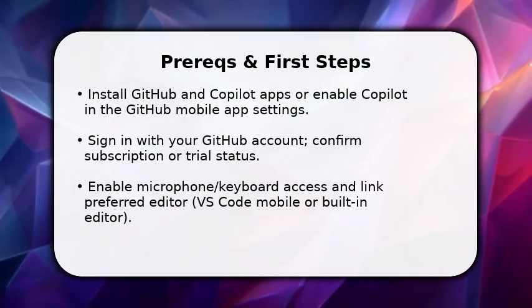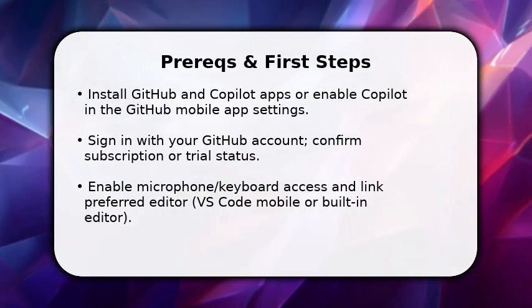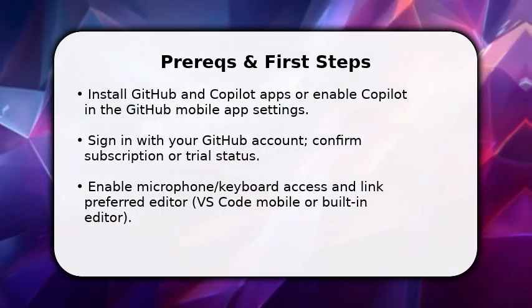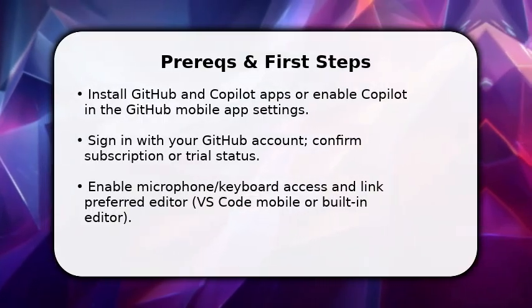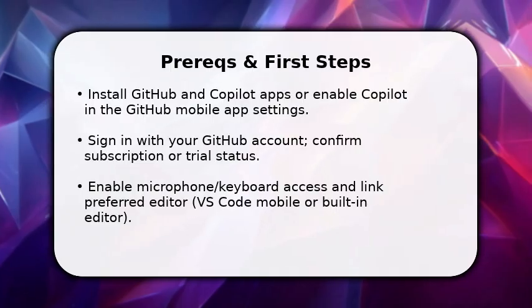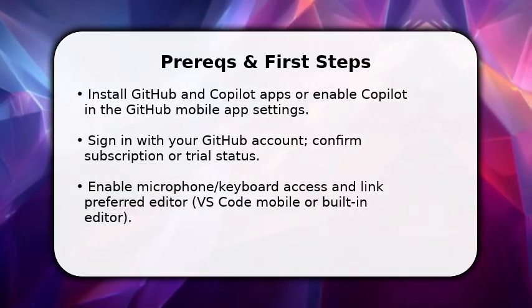You start by confirming the essentials: GitHub signed in and Copilot activated. Open the GitHub mobile app or compatible editor now. Grant permissions so suggestions can appear. Once done, choose the repo and file you want to edit, then place the cursor where you need help.